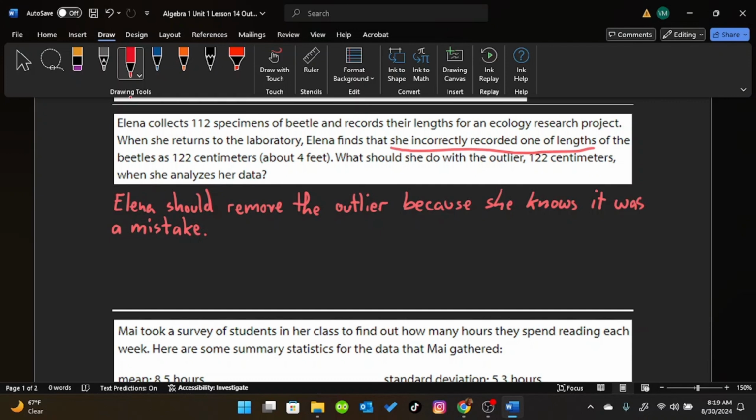The only time that we remove outliers is if there is evidence of it being wrong. We do not remove outliers simply because they are outliers. If that had been correctly recorded, then we would leave it in and it would just be an outlier. But because she knows that she incorrectly recorded it, then she can go ahead and remove it.